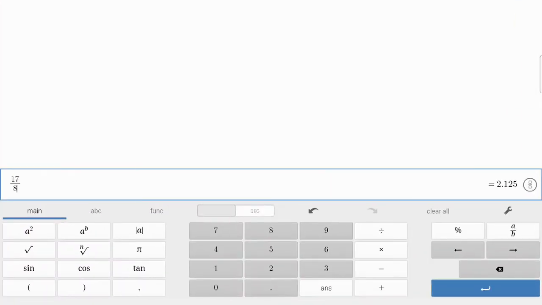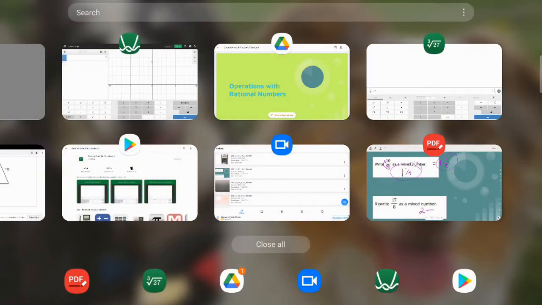Well, what is 0.125 as a fraction? So to get rid of the whole number of 2, I'm going to subtract 2. And you'll see that the whole number goes away, and I'm just left with that decimal that I want to know what it is as a fraction. So I'm going to click the fraction button, and there it is, 1/8.